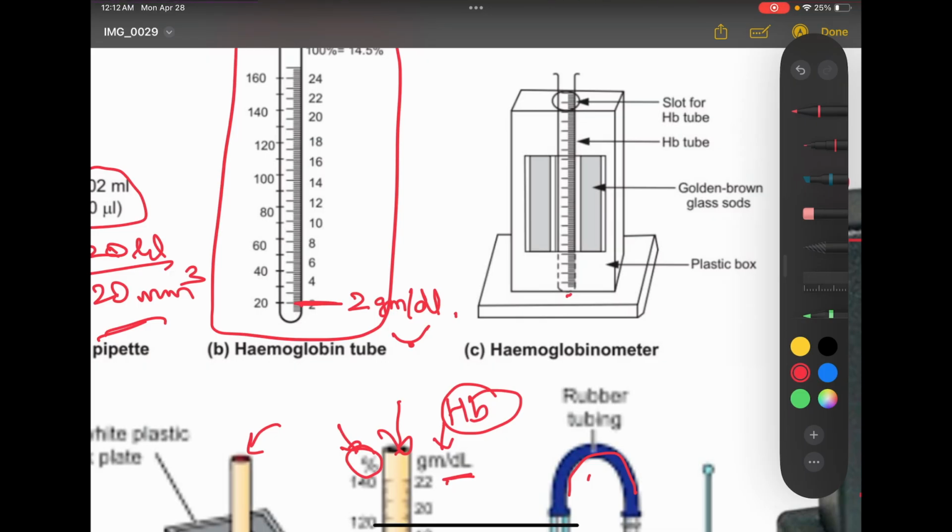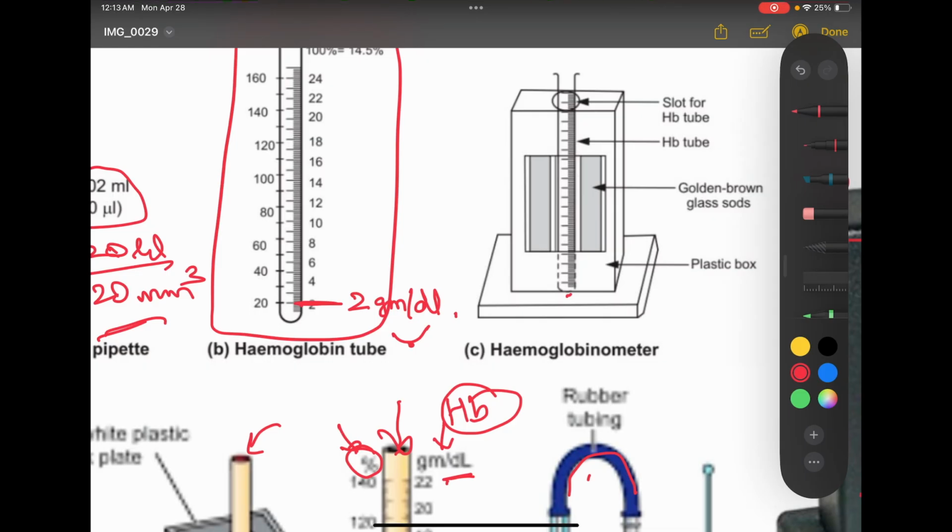Once you take blood till the 20 mark, take a piece of cotton and wipe the tip of the pipette from back to front. Now, why are you supposed to do this back to front? Because if you do it the other way, or if you keep the cotton over the tip, it is going to absorb all the plasma, and only the cells will remain. So your fluid will become concentrated, and you will get a higher value of hemoglobin.